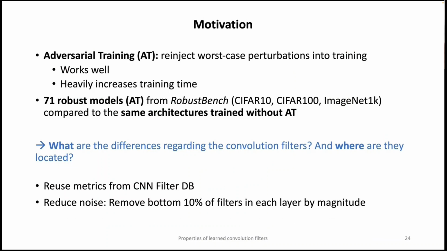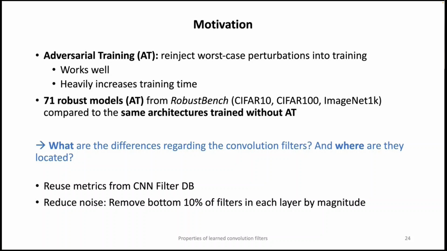The current way of dealing with this is adversarial training. The idea here is you simply try to find the worst case perturbations during training and re-inject them into your training data. You basically tell your model, hey, you made a mistake there, fix it. And that works very well. It gives you a great accuracy against those adversarial attacks, but it heavily increases the training time because you have more data, and it's also very expensive to find these perturbations.